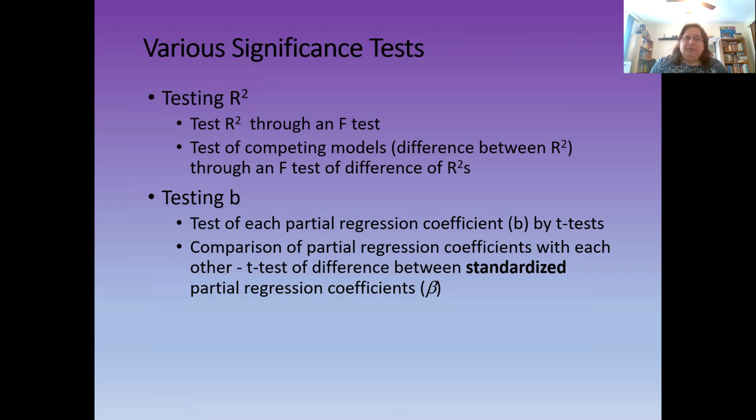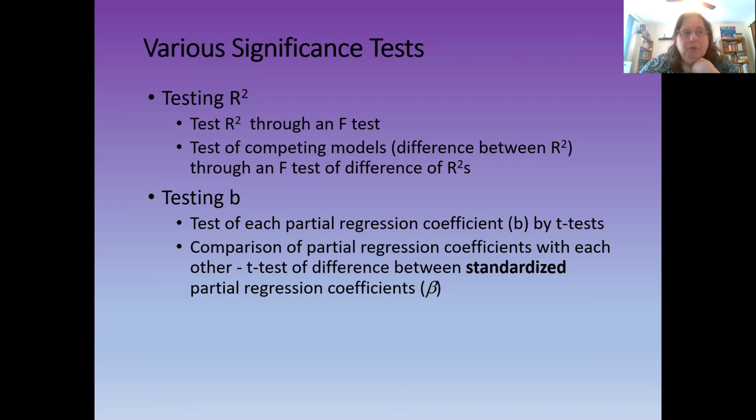Now let's talk about some significance tests. Okay, so let's talk about testing R-squared. Well, essentially, we test R-squared through the F-test, through the ANOVA that we're used to, right? And we can look at competing models, right? Whether we're going to include 2 variables or 3 variables or 1 variable, we can look at competing models by our difference between the R-squares through an F-test of difference of R-squares. Okay. And I'll show you how this looks in a little bit.